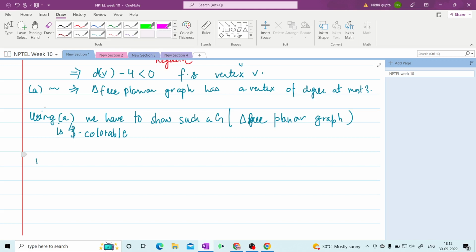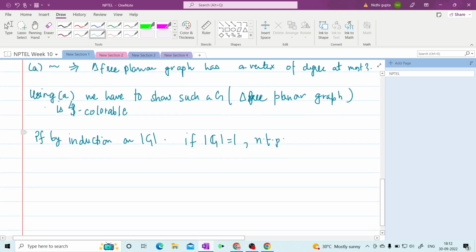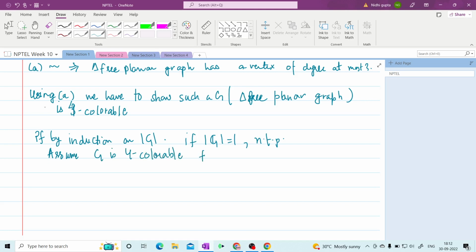So, proof by induction on the order of G, that is the number of vertices of G. If order G is equal to 1, we have nothing to prove. We can give any of the 4 colors to that vertex. So now assume G is 4 colorable for order G less than n.